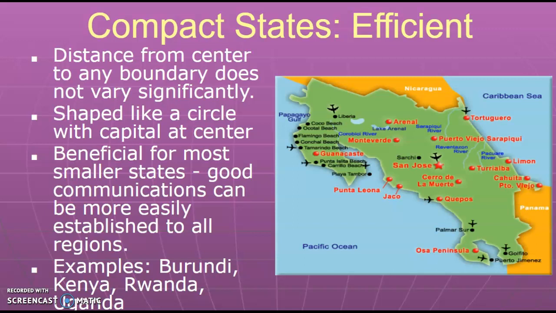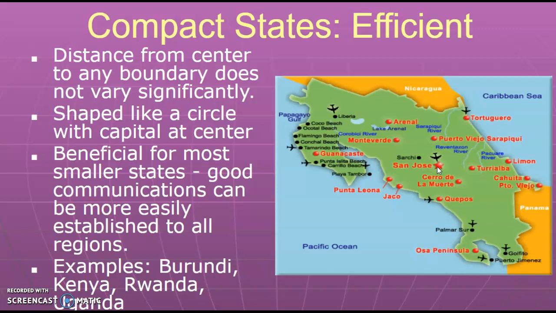You notice that it's pretty small, pretty much the same distance from the center to any other parts. So the distance from the center to any boundary does not vary significantly. It's shaped like a circle with a capital at the center. You see here San Jose at the center.